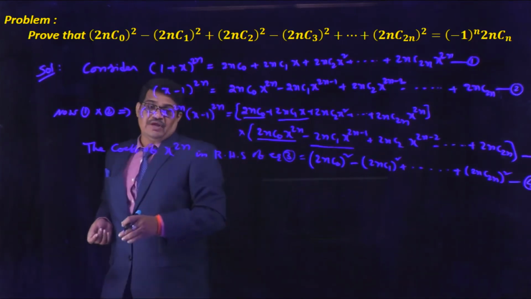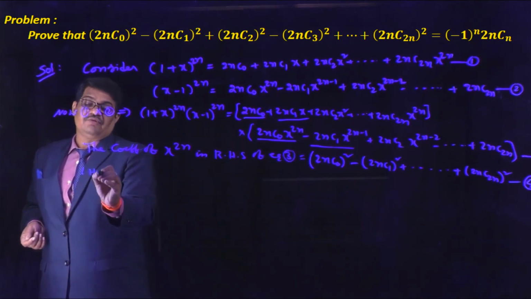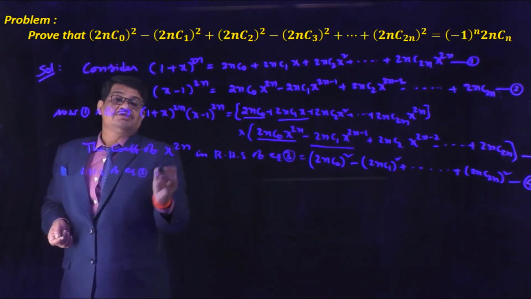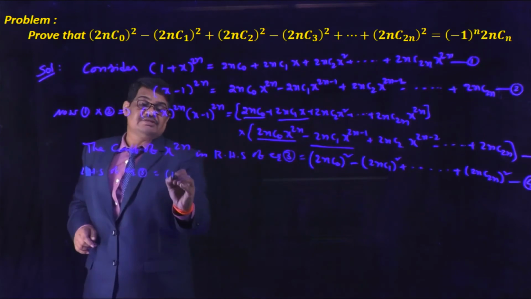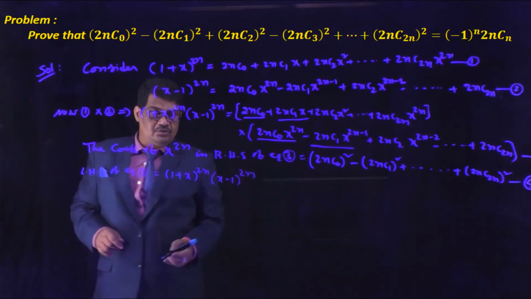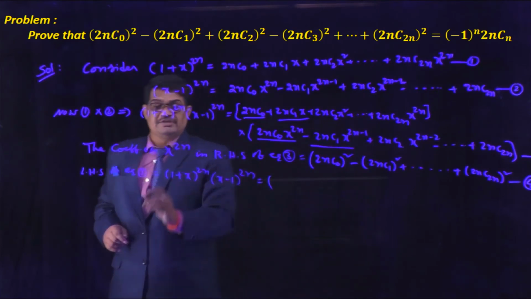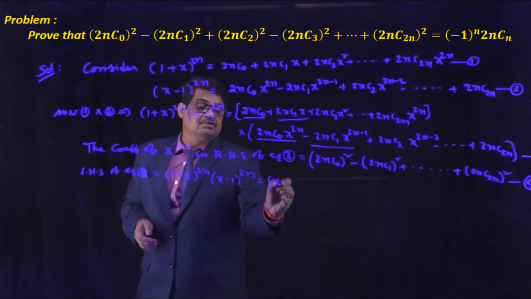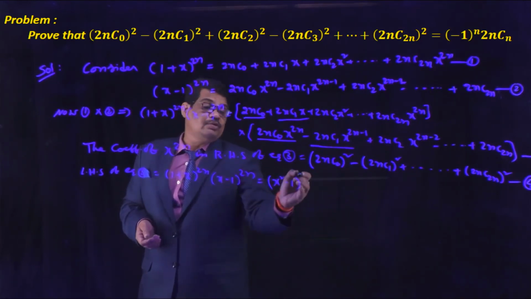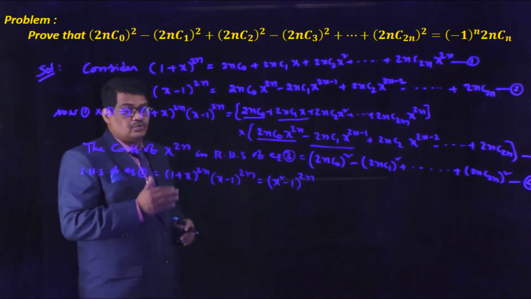Now we take the LHS of equation 3. First we write the LHS of equation 3. What is the LHS here? That is (1 plus x) whole power 2n into (x minus 1) whole power 2n. The powers are the same, so we get (x minus 1) into (x plus 1), that is (a plus b) into (a minus b), which is a square minus b square, so (x square minus 1) whole power 2n. That is the LHS of equation 3.